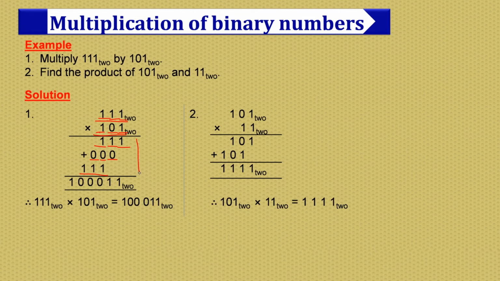Now we add what we have so far. Here we have just 1. So we bring down our 1. 1 plus 0, we have 1. 1 plus 0 plus 1. Our result is 1, 0 in base 2. So we write down 0, carry 1.